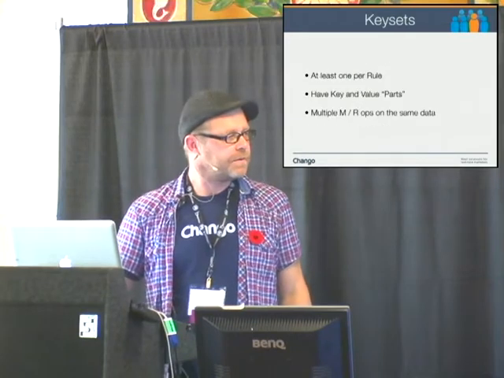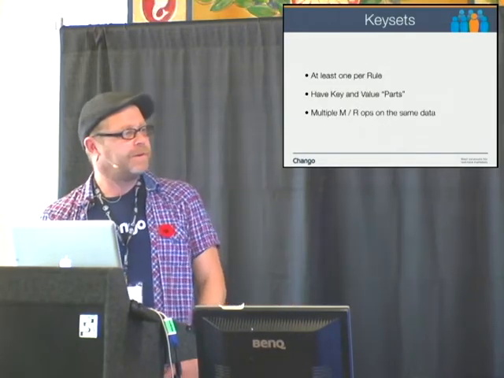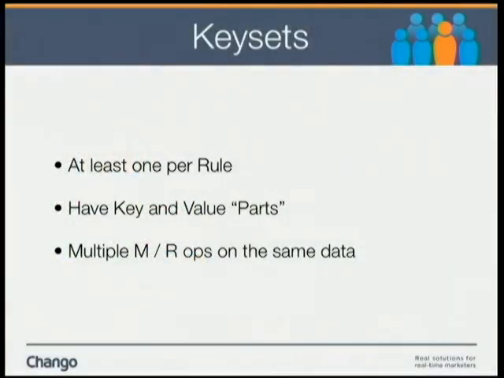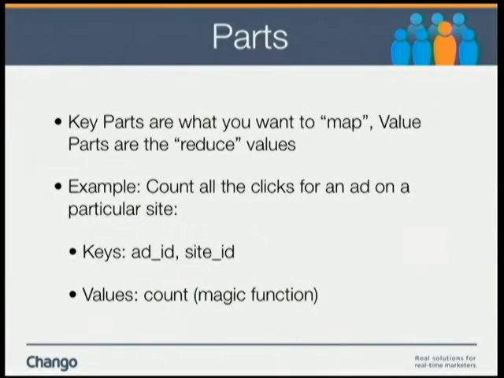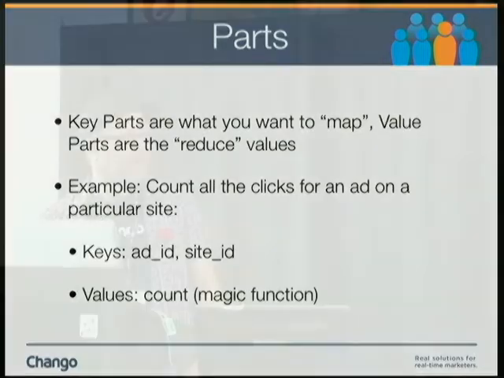And we talked about key sets. Again, a part in Inferno is basically each line of a log. It's the lowest value that we have. And we talked about the key parts versus value parts and how those correspond to map and reduce.